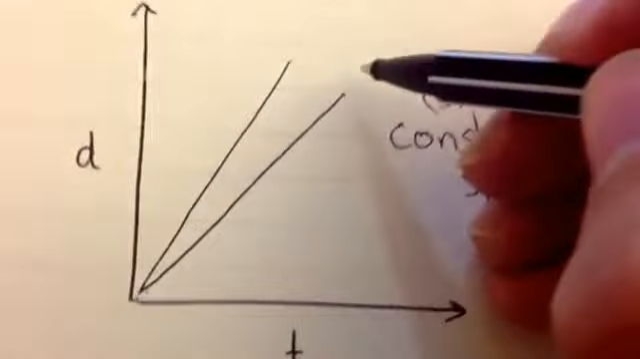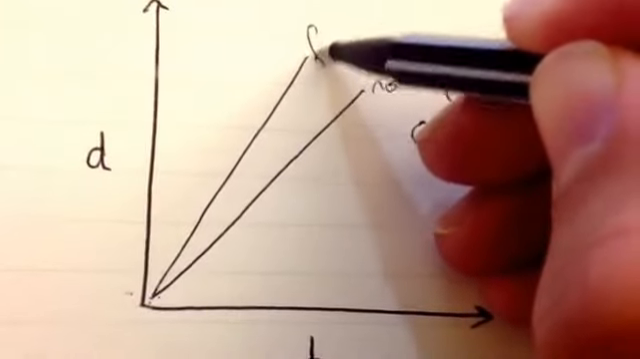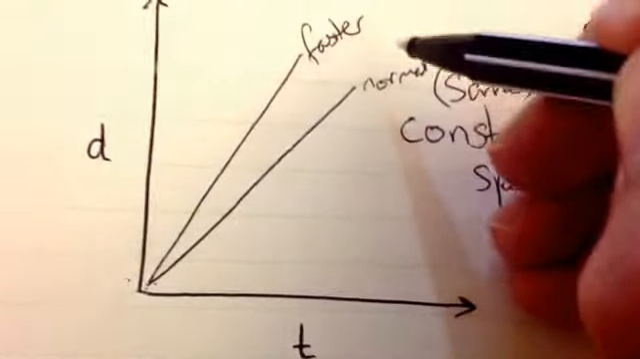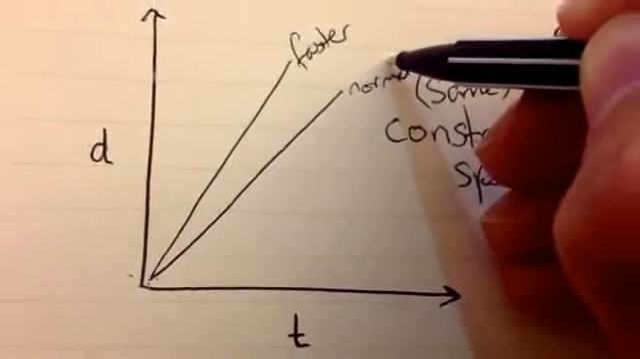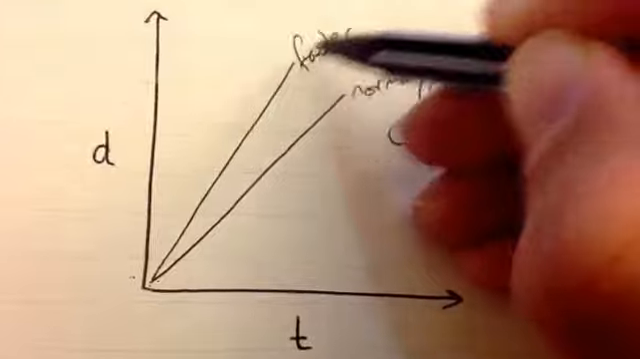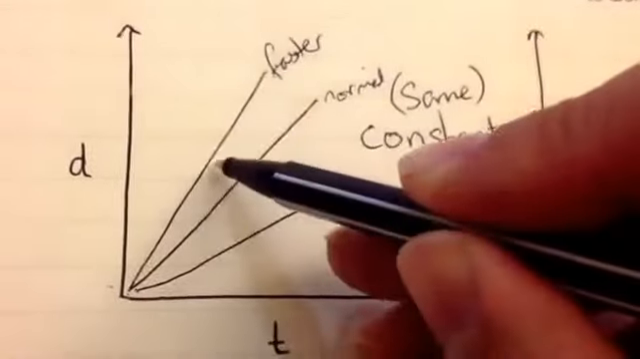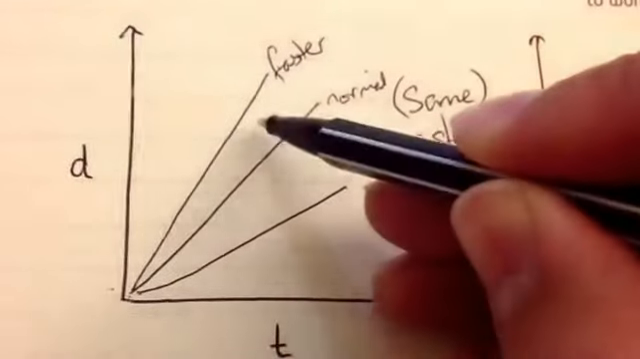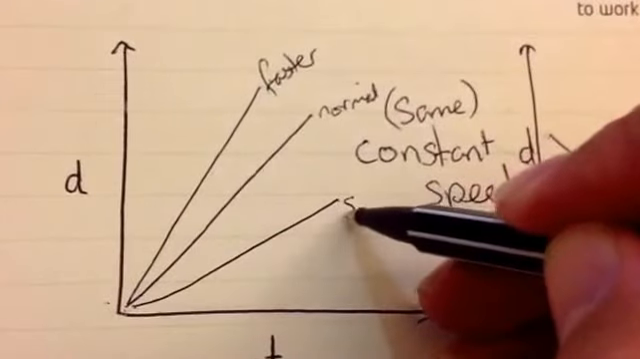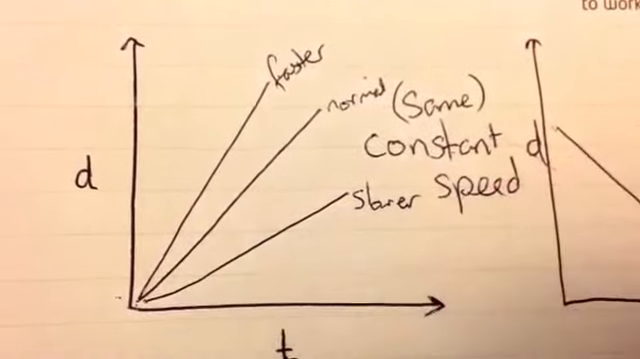So for example, if this is normal speed, then this one will be faster. Still constant, for example, if this is 10 meters per second, this speed will be 12 meters per second, a faster speed. If you want a slower speed, you make the slope slower. A faster speed, a bigger slope. A slower speed, like this, would be a smaller slope.